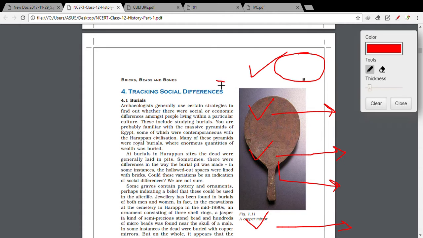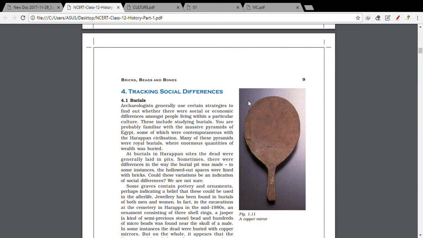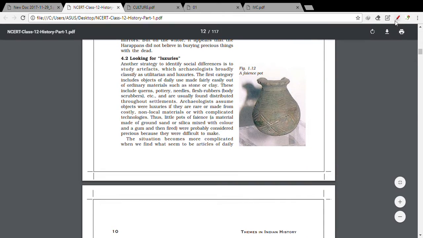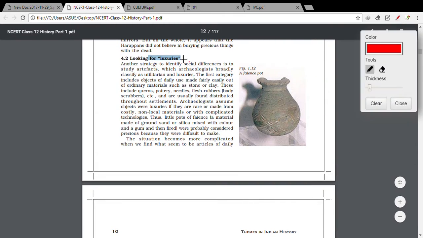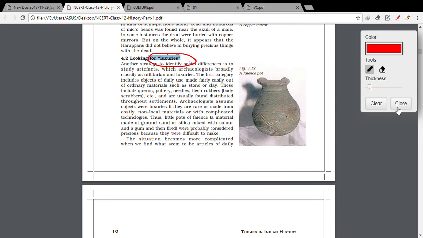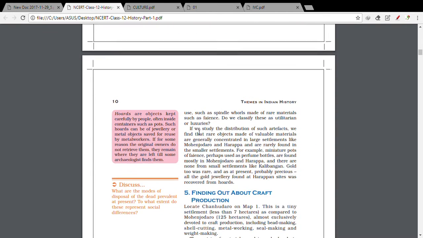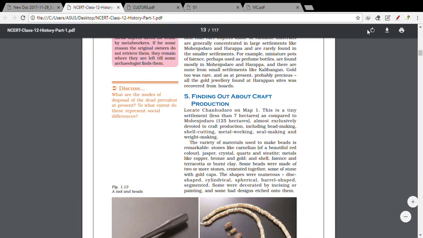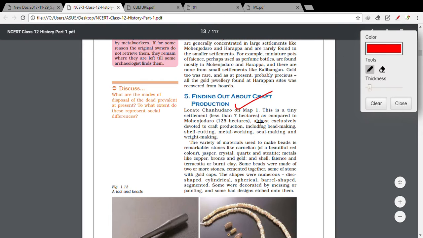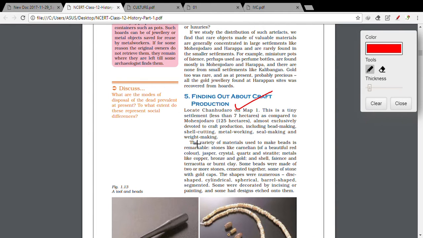So here also the renowned historians tried to track the social differences, and for that they have taken the examples of the burials found during the excavation. They were looking for luxuries because luxury items can only be used by the influential or the rich people. They are talking about craft production in the economy.